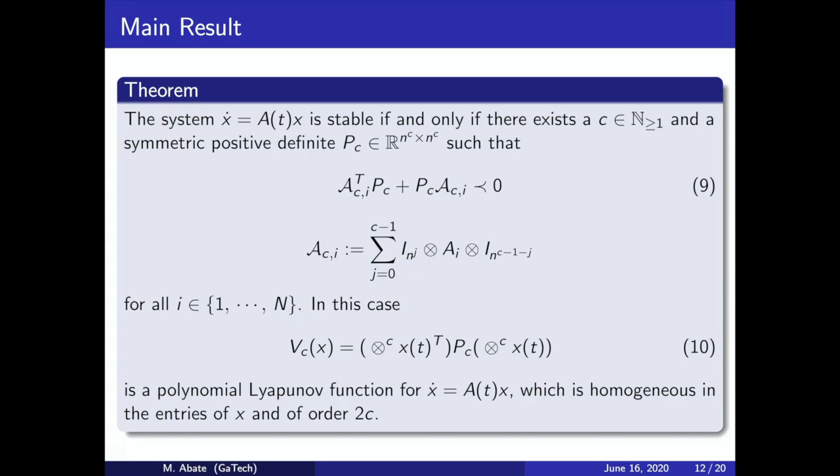Our main result is to provide a hierarchy of Lyapunov constraints 9, which are reminiscent of the initial Lyapunov constraint that A transpose P plus PA must be negative semi-definite. In the case that a P-matrix is found which satisfies the Lyapunov constraint 9 at the cth level of the hierarchy, then a Lyapunov function can be constructed for the initial switched system which is homogeneous in the entries of x and is of order 2c. The form of this homogeneous Lyapunov function is given by 10.